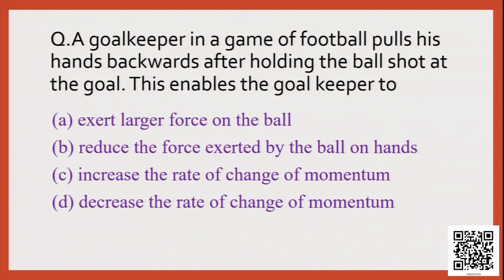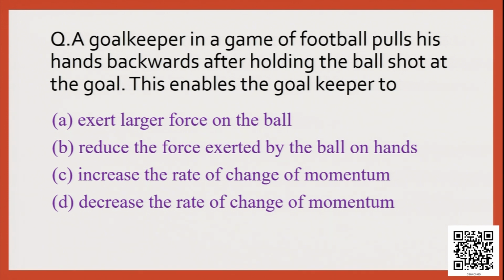So, here what we will observe is that when the goalkeeper pulls back his hand, in that case it will give more time to bring down the velocity of the ball to 0. That means if more time is taken to bring that ball to rest, that means final velocity to 0, then the rate of change of momentum will be less. As the rate of change of momentum will be less, the impact on the hand will be less, as the force exerted will also be less. So, in that case we can say the goalkeeper moves his hand backward because it reduces the force exerted by the ball on the hand.